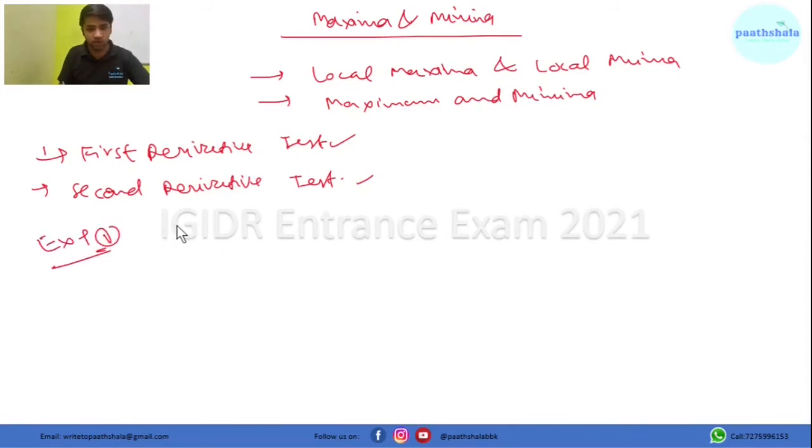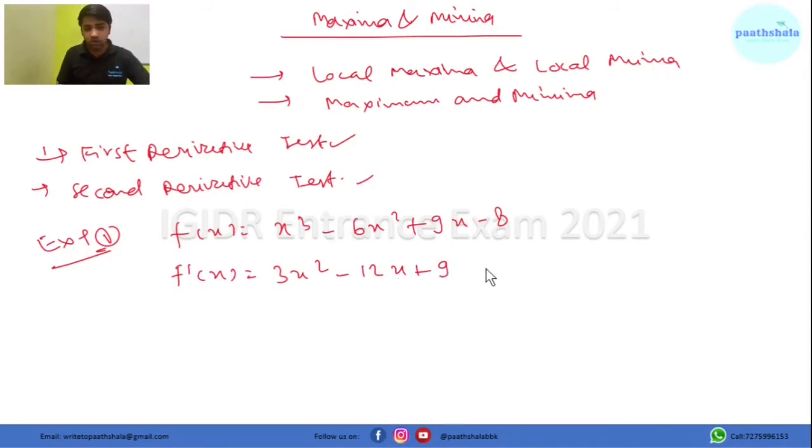Suppose we have a curve. Let's take this as f(x), and the value is x cube minus 6x squared plus 9x minus 8. You know how to differentiate this function, so let's find out the first derivative. This will come out to be 3x square minus 12x plus 9. Now you have to equate it to 0.